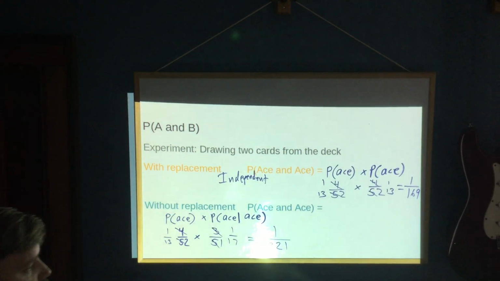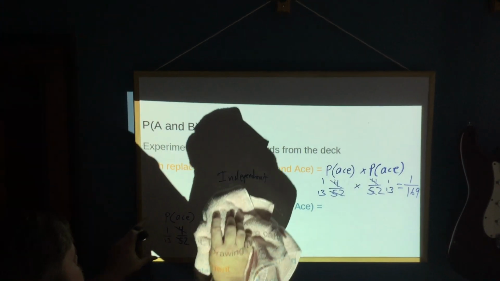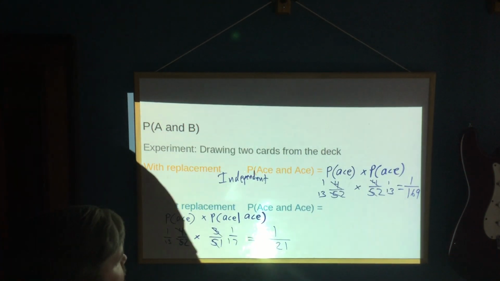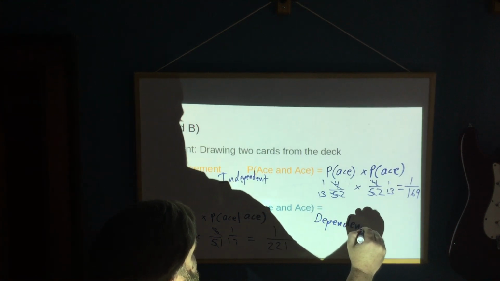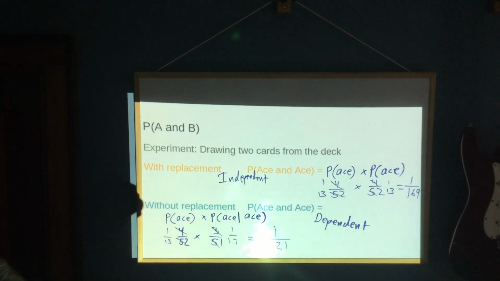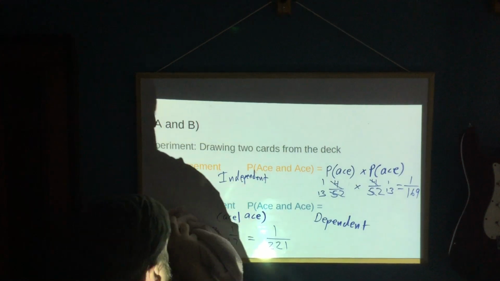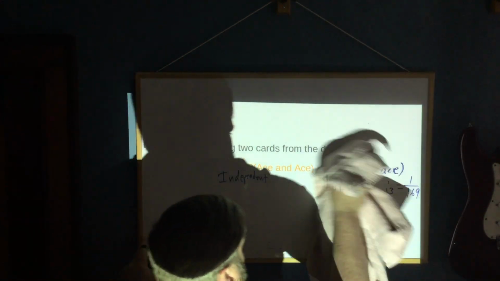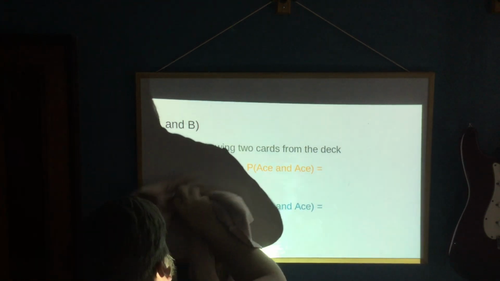So the probability is 1 in 221 times. Oh, and this was a dependent event. Okay, let me erase this. Do another kind of example.